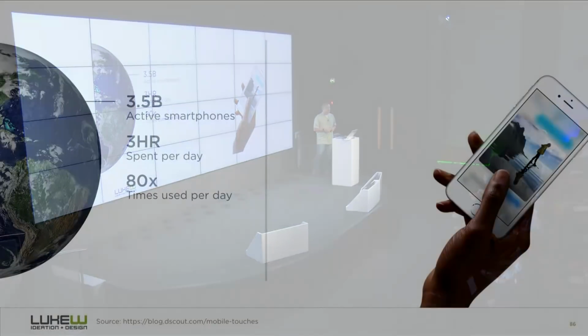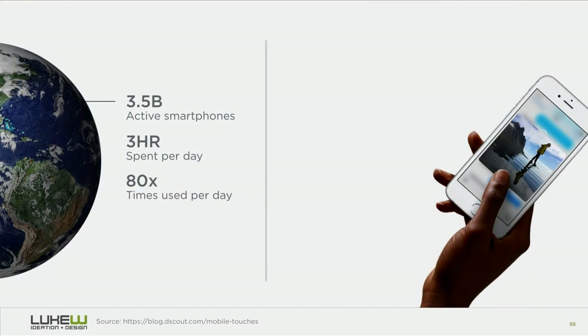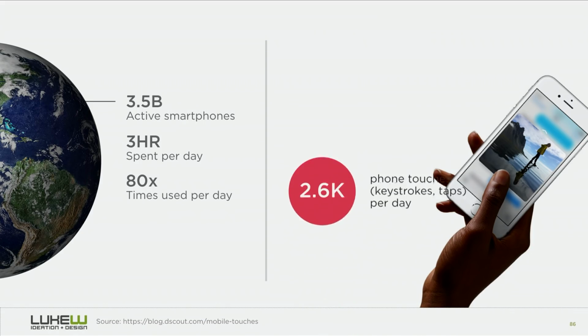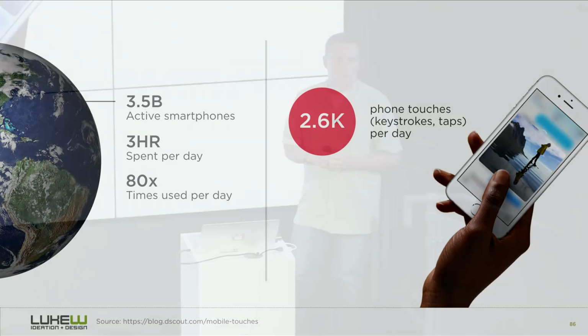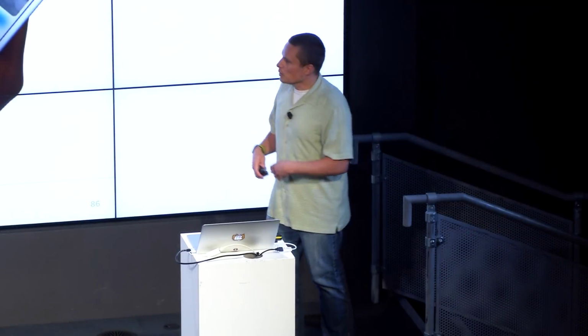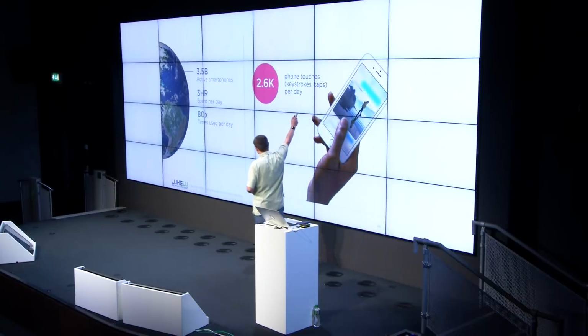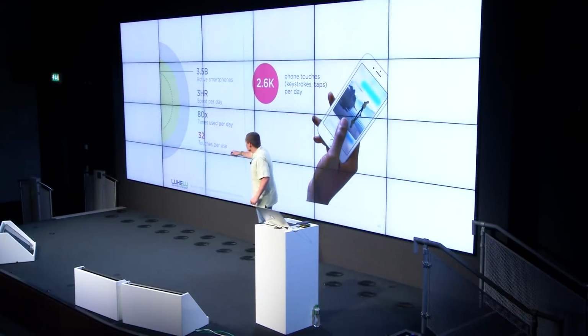2,617, which per year, that's about 1 million touches on average, right? And when I say touches, I mean keystrokes and taps and everything. This comes from a bunch of Android users where they basically tracked everybody's interaction 24 hours a day, 5 days, and kind of looked at what things amounted to. So if you average that out, right, per use, remember, 3 hours a day, 80 times a day, 2,600 touches, that's about 32 touches per use.